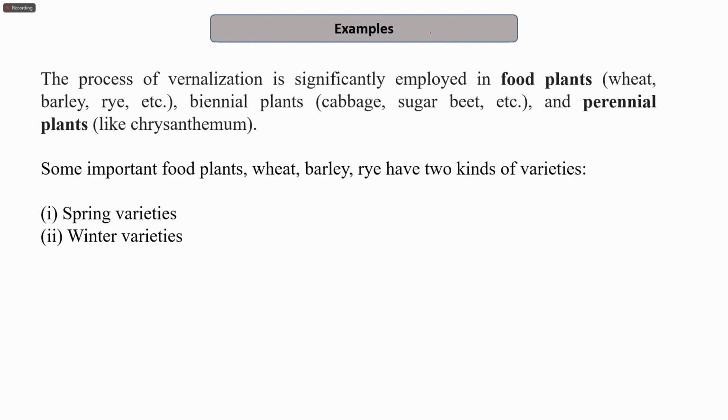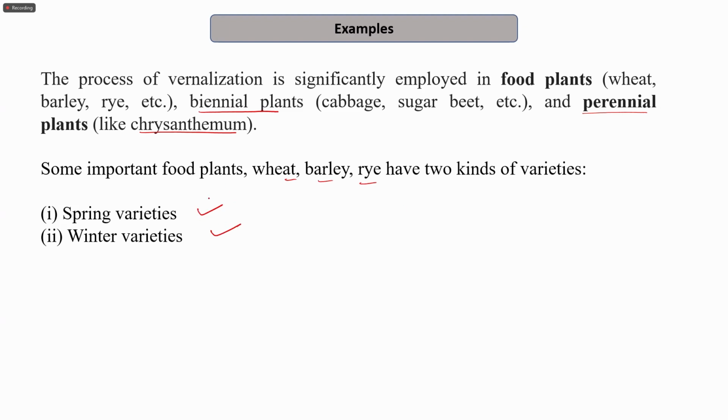So examples include that the process of vernalization is significantly employed in food plants like wheat, barley, rice, etc. In biennial plants that have two seasons, like cabbage, sugar beet, etc. And perennials that come throughout the year, like chrysanthemum. Some important food plants, for example wheat, barley, rye, have two kinds of varieties, spring varieties and winter varieties.